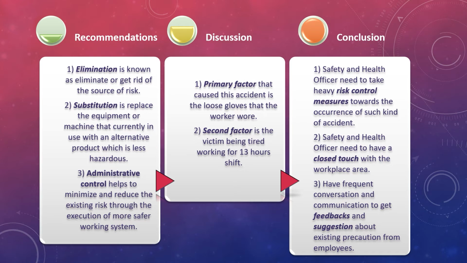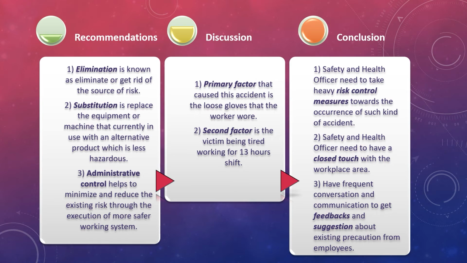So the second risk control measure that can be proposed is known as substitution. This risk control measure replaces the equipment or machine currently in use with an alternative product that is less hazardous and capable, in order to ensure the safety of the employee or worker when handling it.